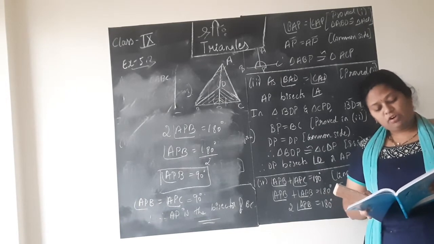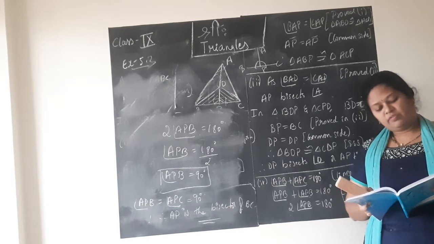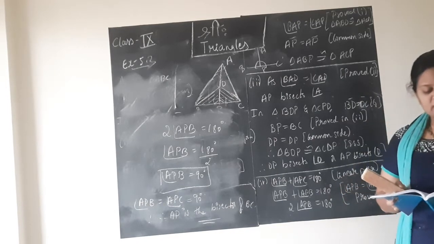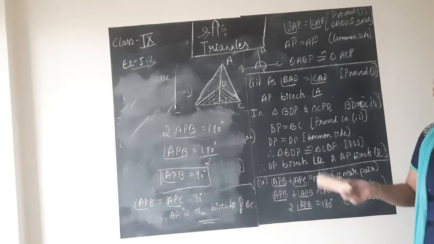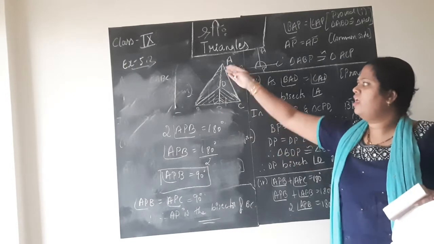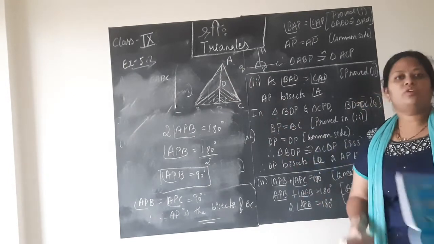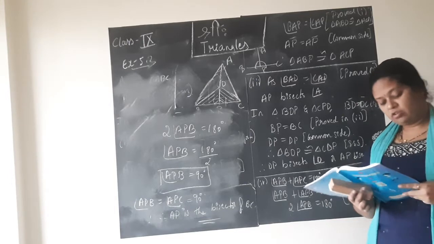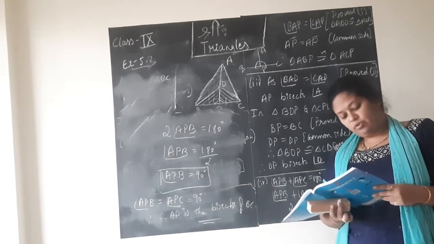AD is an altitude of an isosceles triangle ABC in which AB equals AC. Show that AD bisects BC, and AD bisects angle A. Hope you can do that, children. Just now we proved a similar bisect result, so you can solve it, I think. Try solving it, children. The third one I will do for you.